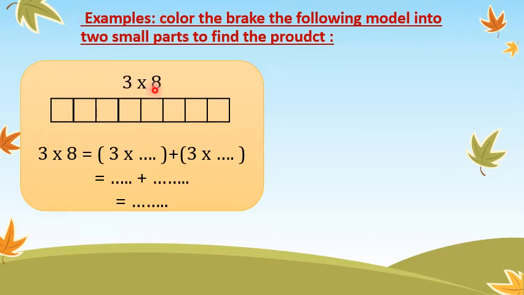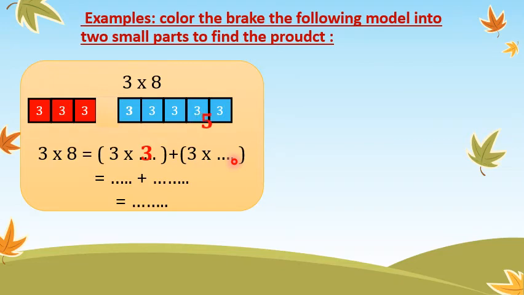Now here we have 3 by 8. How many boxes do we have? 1, 2, 3, 4, 5, 6, 7, 8. So these are 8 boxes. What is the number inside each box? We have 3 inside each box, because 3 times 8 means 3 is repeated 8 times. So each box will contain 3. Let's break them down into 3 threes and 5 threes. Okay, so 3 times 8 is 3 times 3 plus 3 times 5.